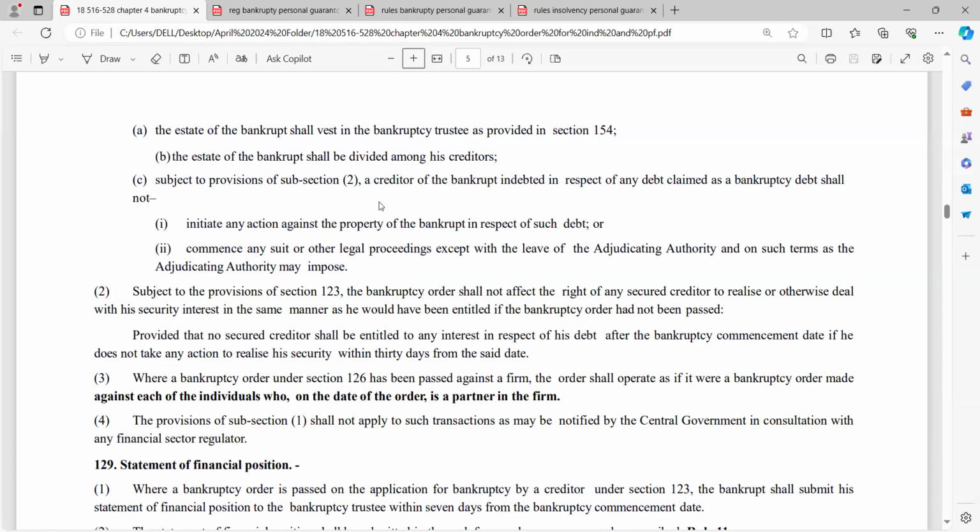So what does it say? It says subject to the provisions of subsection 2, a creditor of the bankrupt indebted in respect of any debt claimed as a bankruptcy debt shall not initiate any action, because he has filed his claim as a creditor. So he shall not initiate any action against the property of the bankrupt. He shall not commence any suit or other legal proceeding except with the leave of the adjudicating authority.